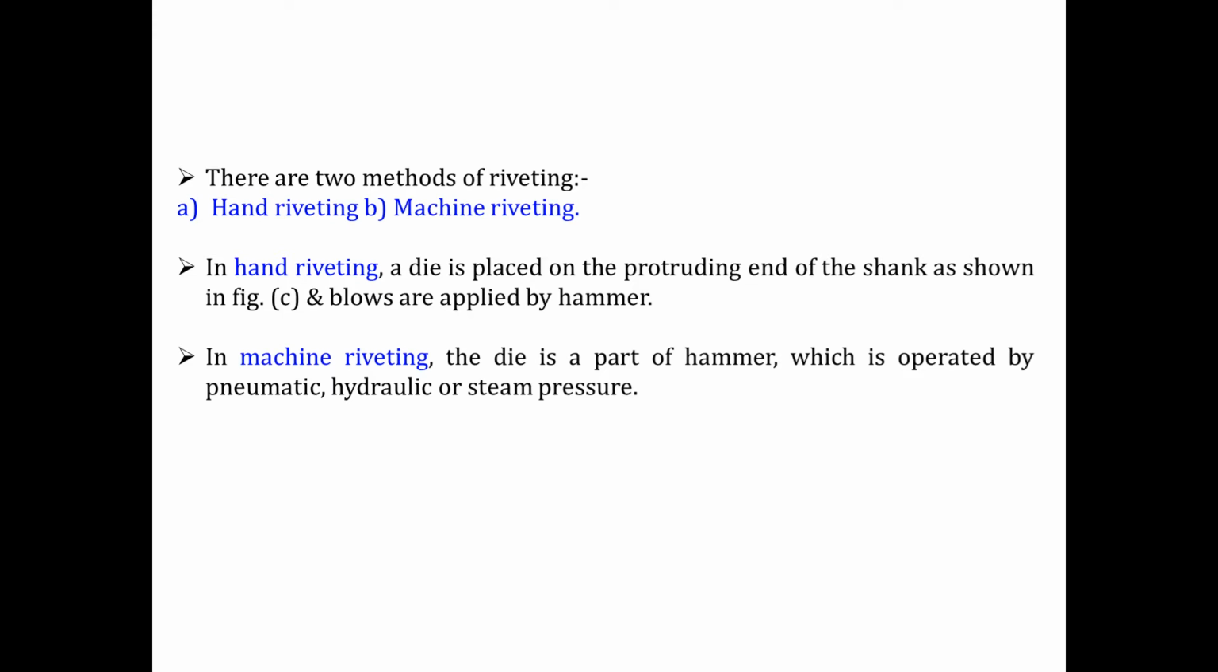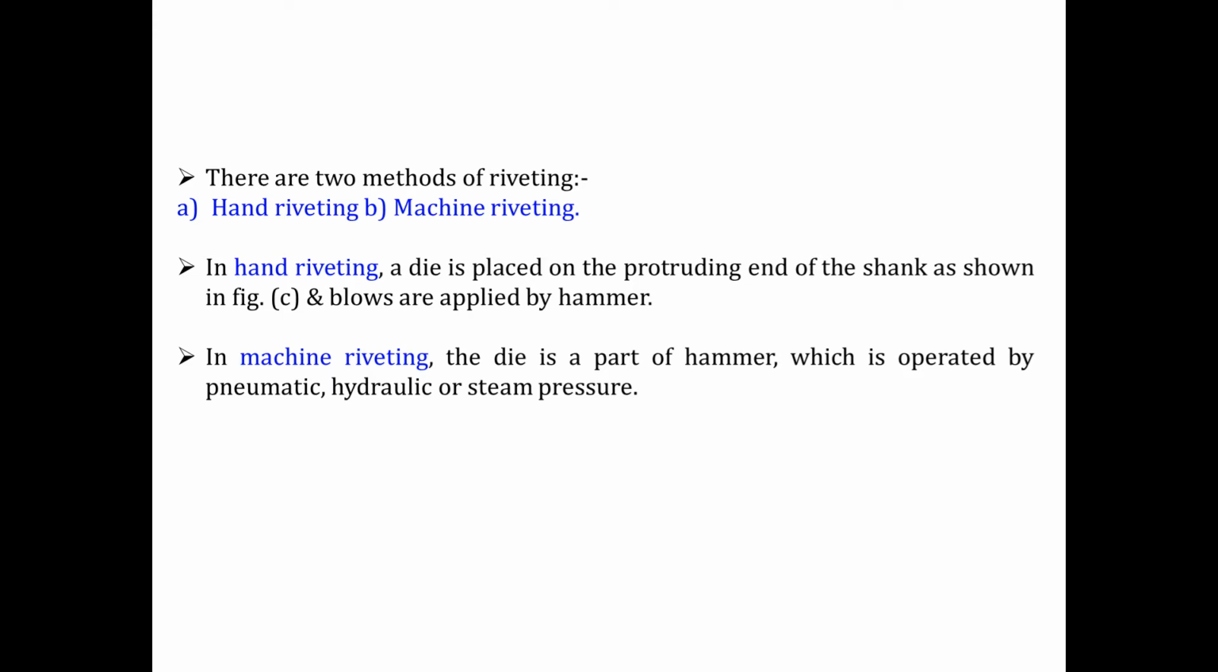By the help of pneumatic, hydraulic, or steam pressure, automatically that die does the operation of hammer and it forms the closing head. So this is the difference between hand riveting and machine riveting. Am I clear, Shrijit? Did you get my point now?